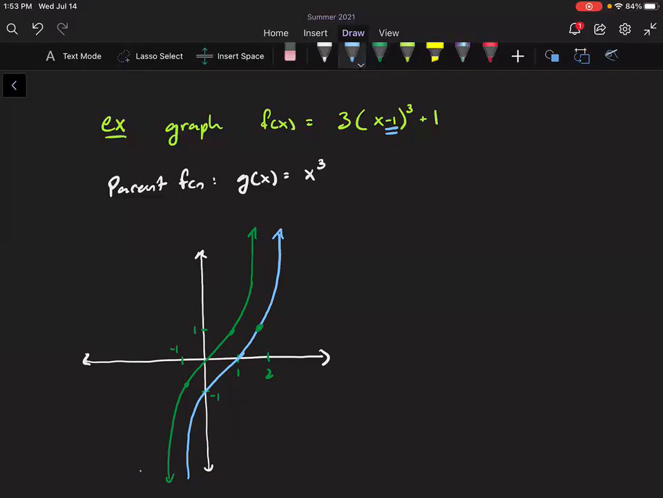Okay, our next item is tackling this 3. That's a stretch, a vertical stretch. So now instead of having (2, 1), we're going to have (2, 3). Instead of having (0, -1), we'll have (0, -3). But our root still stays at the same place. So we just get stretched out.